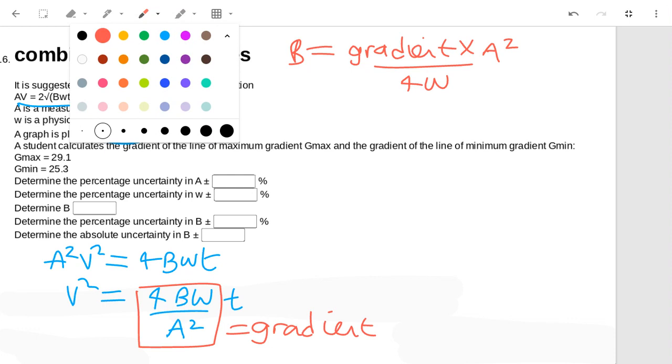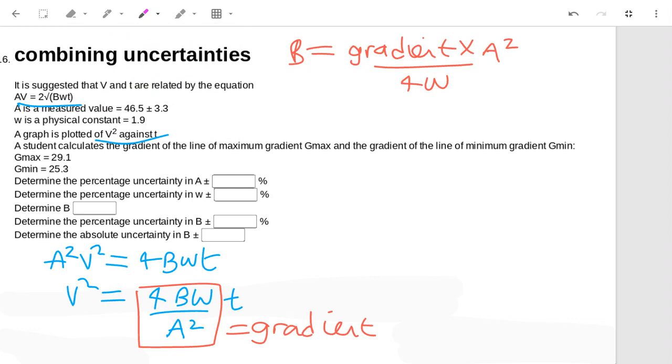Now we need to get the individual uncertainties. Let's start with the gradient. So I've got the maximum minimum here. The average of those two is 27.2. And I take half of the range, half of 3.8, which is 1.9. And as a percentage, that's plus or minus 7%.